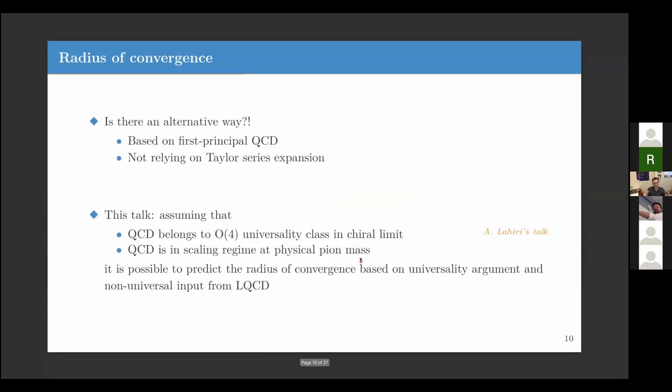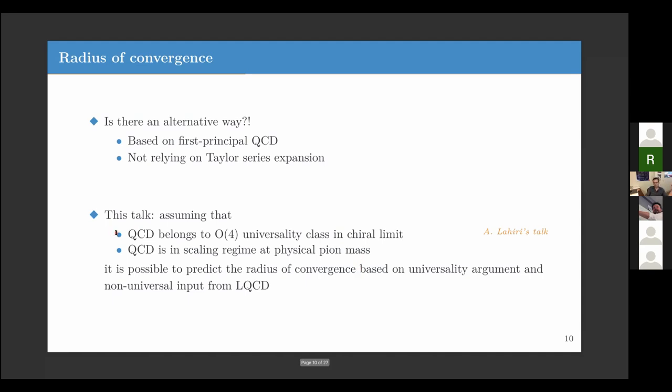Okay, but is there another alternative way to extract the radius of convergence in QCD? And this way should still be based on first principle QCD calculations and shouldn't rely on the Taylor series expansion. Again, I think that the previous plot demonstrated to you that you potentially have to have many Taylor series coefficients to extract the radius of convergence.